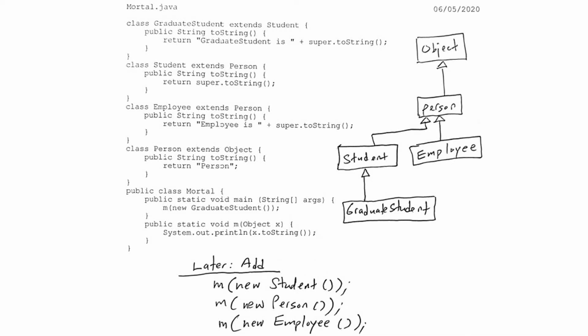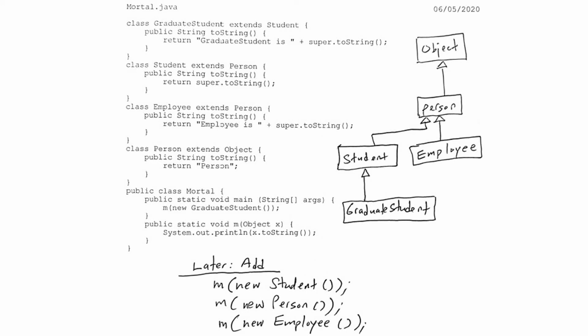This is an example of polymorphism. We will see this in a different video. The polymorphism concept is whereby the type of a superclass, because Object is the superclass of all other classes, as we can see in the diagram there. Object is a superclass for person, student, employee, and graduate student. So polymorphism says the type of a superclass can take the type of all subclasses. That means in method m, we can pass any object, whether a graduate student, person, or employee.